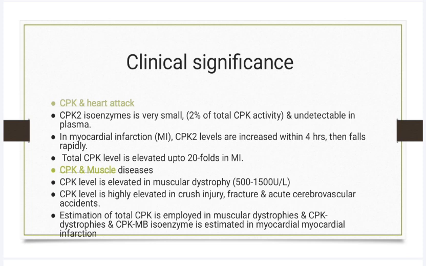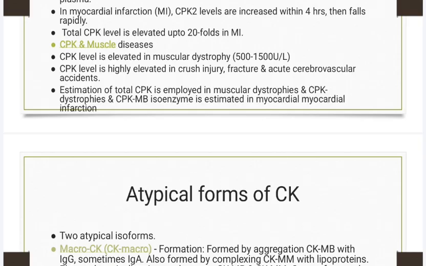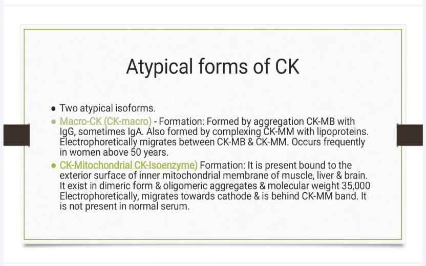Estimation of the total CPK is applied in muscular dystrophies and CPK dystrophies. The CPK-MB isoenzyme is estimated in myocardial infarctions. Apart from the three major isoforms of creatine kinase, we also have two atypical forms which are not normally found in the plasma, but they are found in a minor population with certain issues.